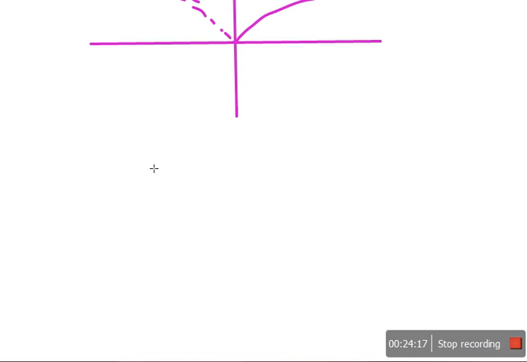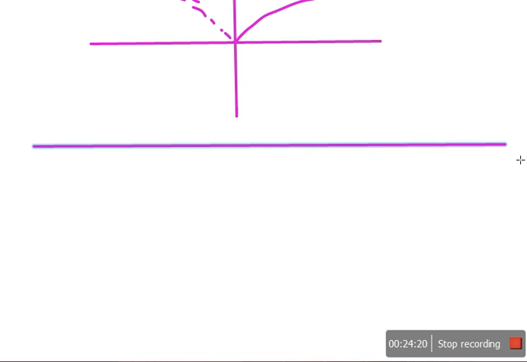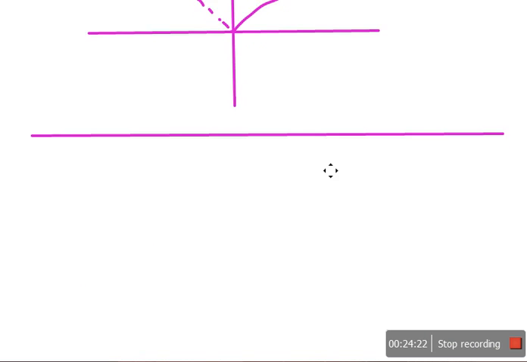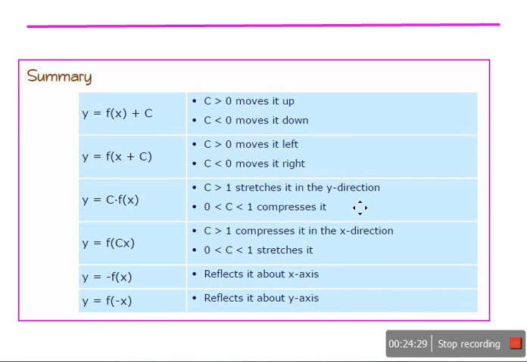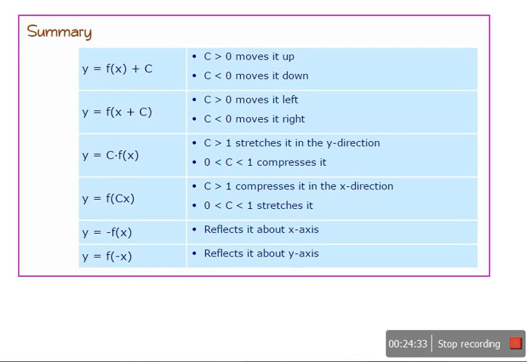So that's pretty much the end of the transformation of parent functions, the basic concept. We'll be working on the examples later on. Right now I'll just give you a quick look at the summary, which sums up the whole lecture. See here, y equals f of x plus c. What we are doing here, Chavez, is adding a constant c to the whole function.